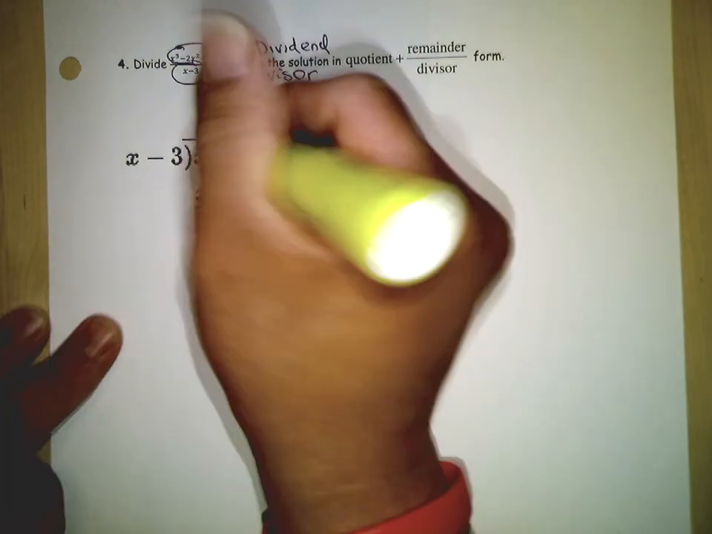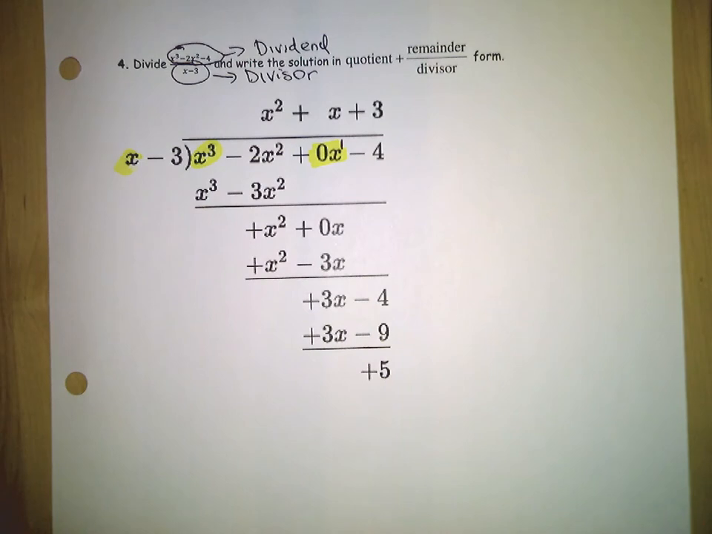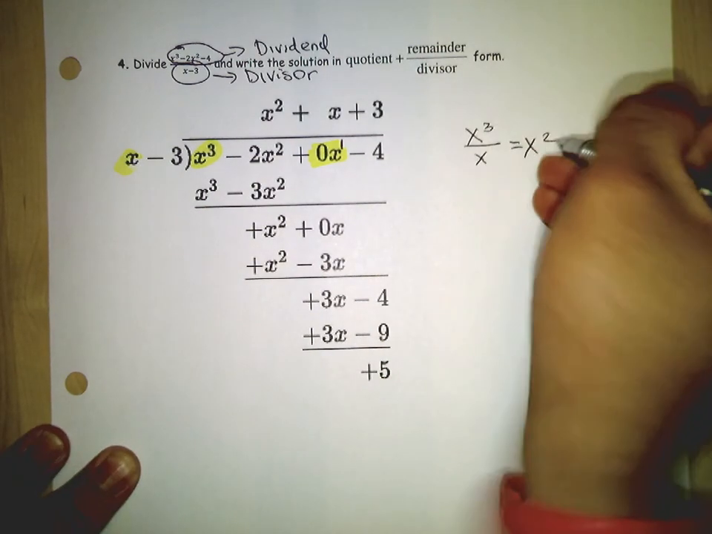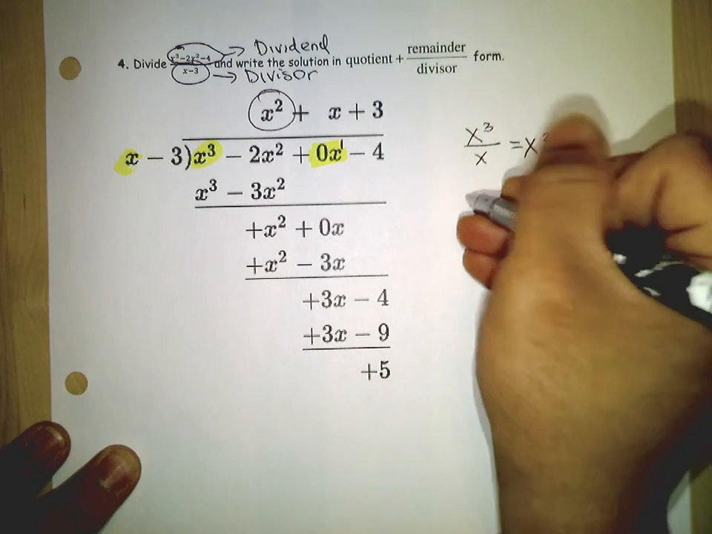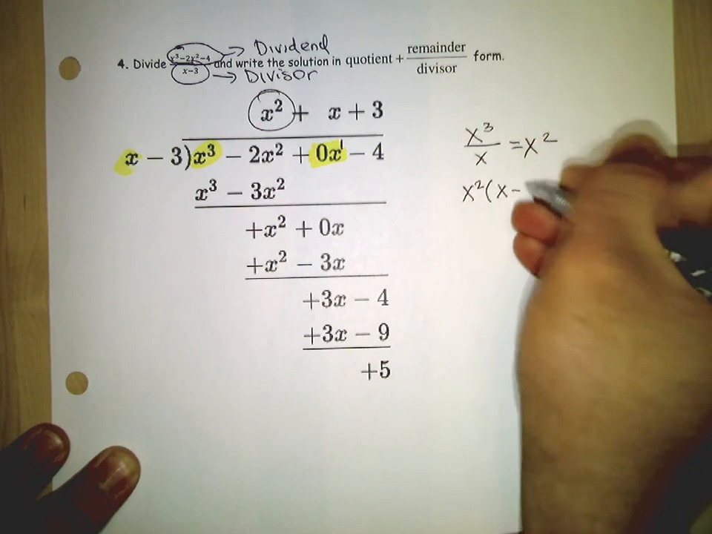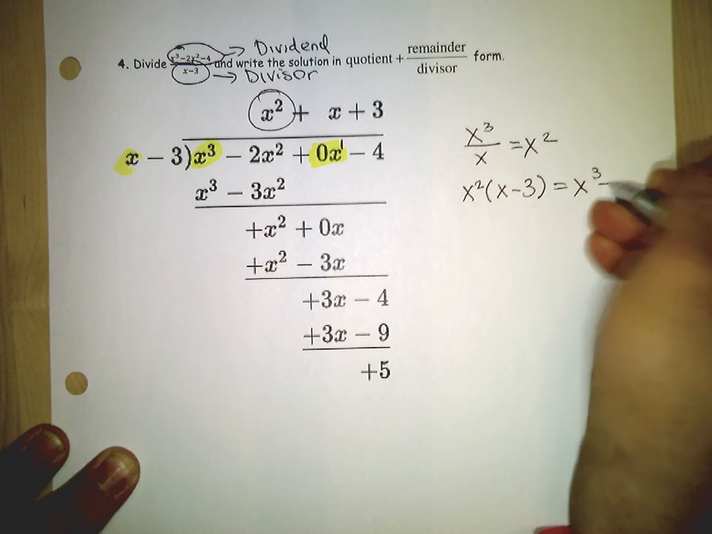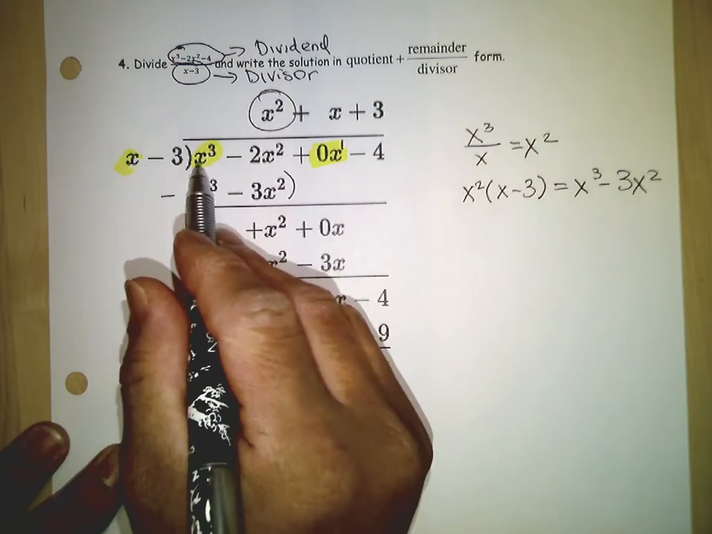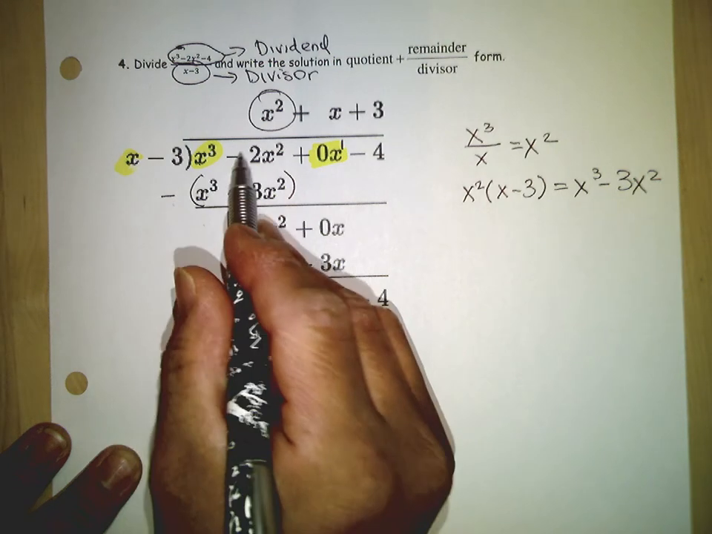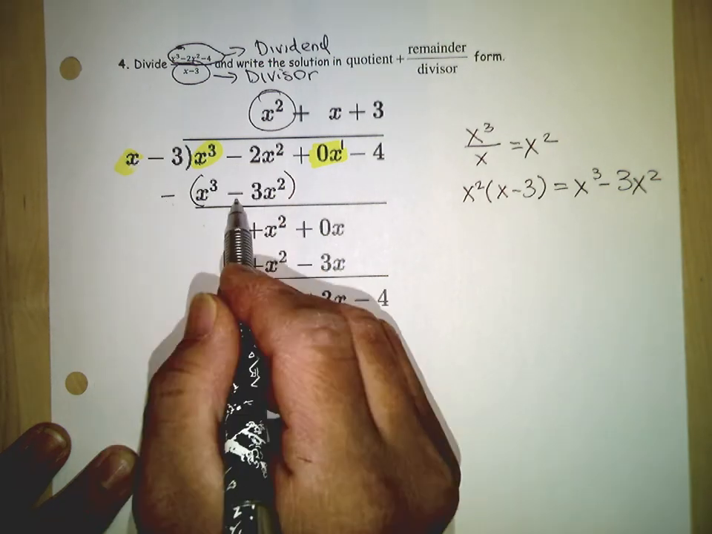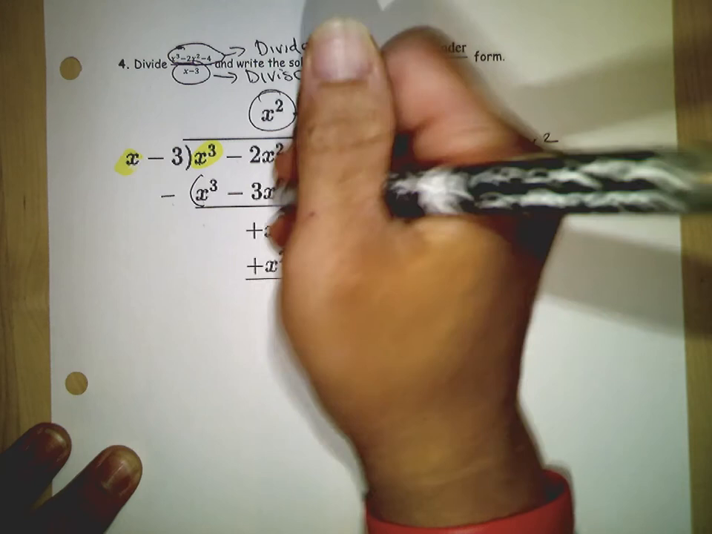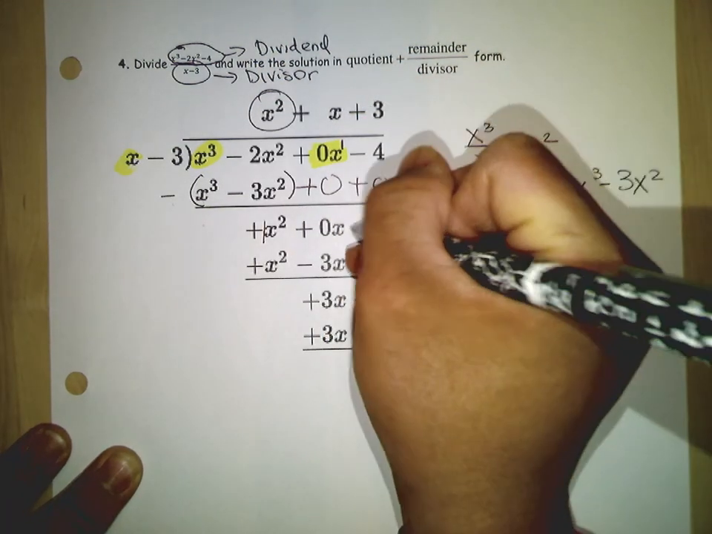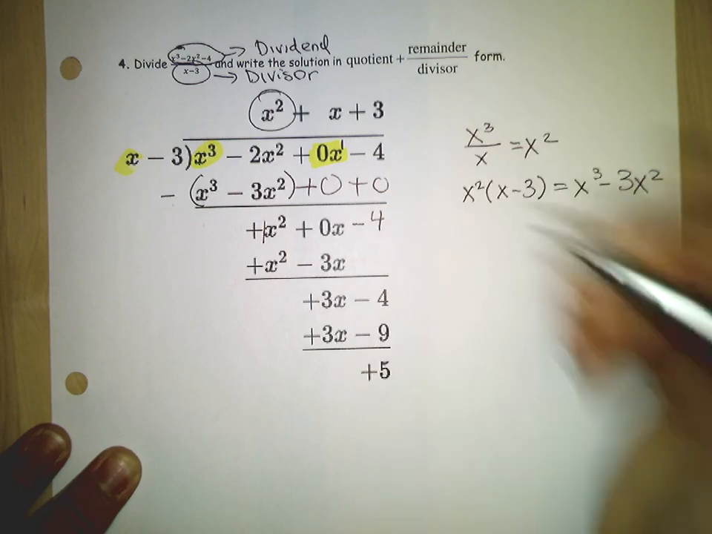So let's start with the leading terms and divide these. x to the third divided by x is x squared. So that's where this came from. Then x squared times the divisor, x minus 3, gives us x to the third minus 3x squared. That's where this comes from, but I have to subtract. So x to the third minus x to the third, 0. Negative 2x squared minus a negative 3x squared is a positive, let's see, 1x squared. Then this is plus 0, so I can bring down the negative 4.